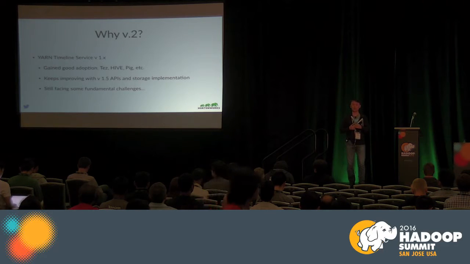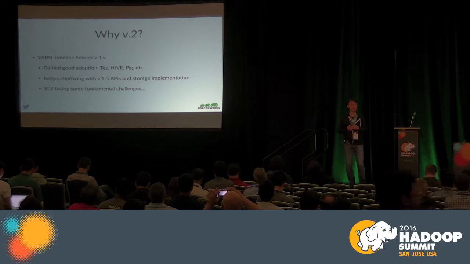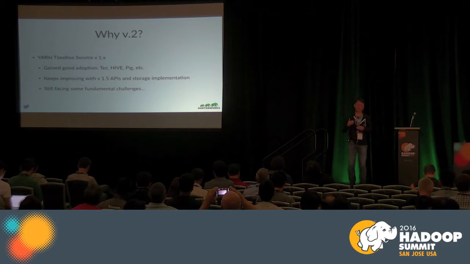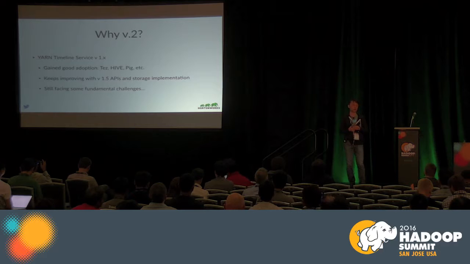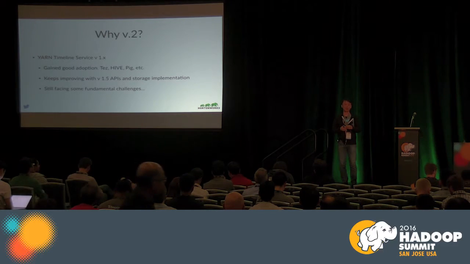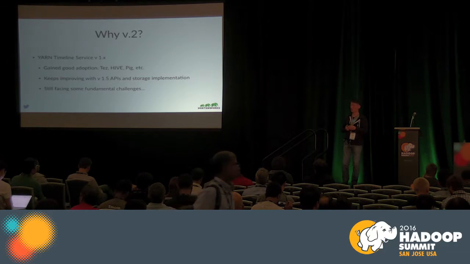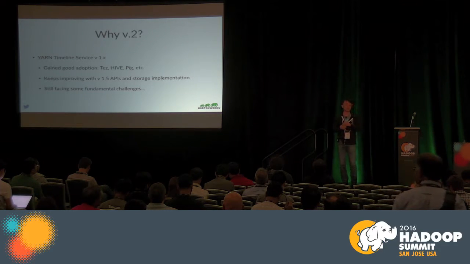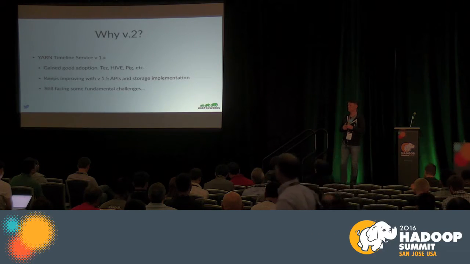The V1 was released some time back, and it has gained some steady adoption out in the field, including things like Tez, Hive, Pig, and some MapReduce integration, and so on and so forth. And the community has been steadily improving timeline service v1. Recently, there was a 1.5 release with the help of a lot of Yahoo folks, and there was some very nice enhancement done on timeline service v1. But still, we are facing some fairly fundamental challenges with timeline service v1.